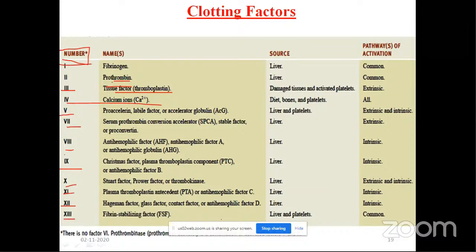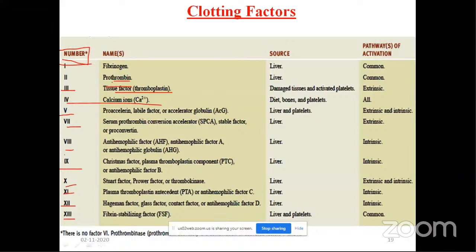Factor number 10 is called Stewart-Prower factor or thrombokinase. It is important for formation of prothrombinase. Activated 10 combines with factor 5 and forms prothrombin activator. Then factor number 11 and 12 are again easy to remember, anti-hemophilic C and anti-hemophilic factor D. Lastly, you have the fibrin stabilizing factor, which is also called clotting factor 13.